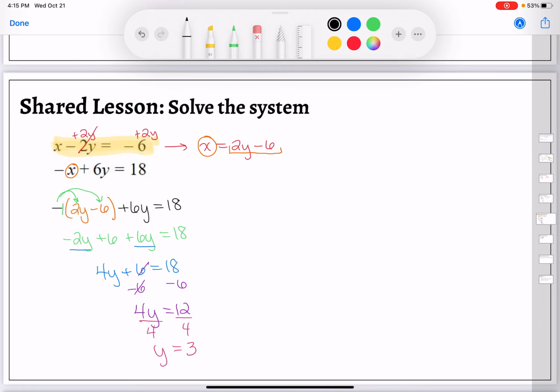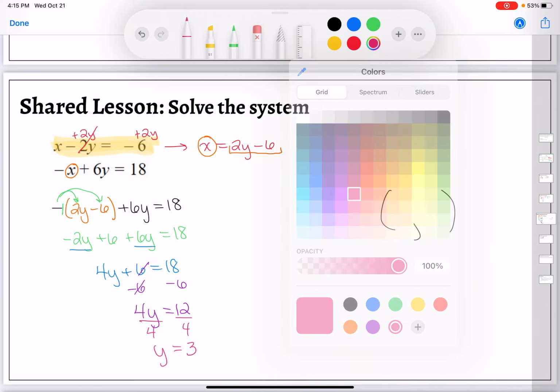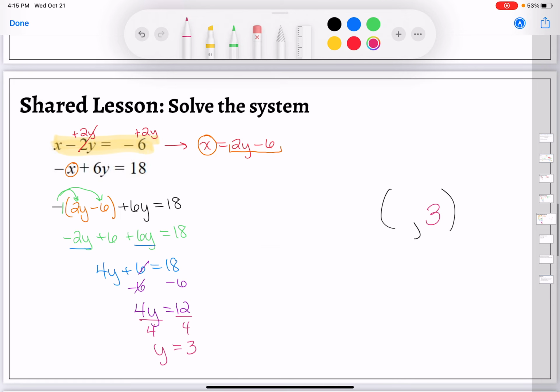Now be careful this time. I found y equals 3. So make sure you put that 3 in the y position in your coordinate. Now I need to solve for the x.